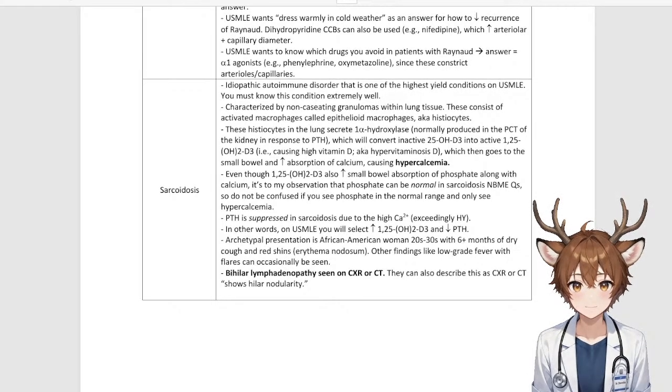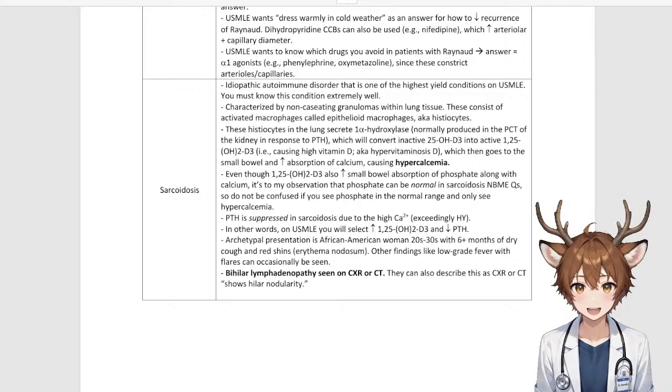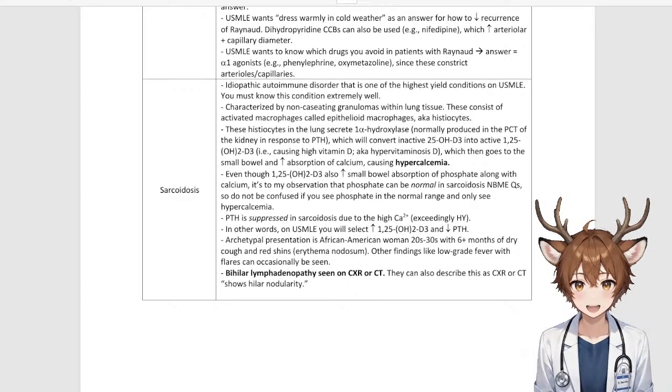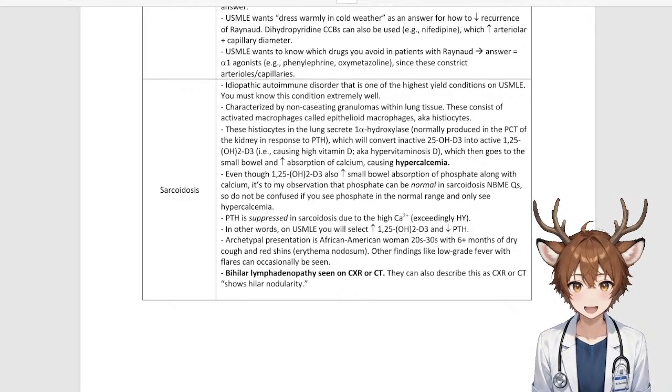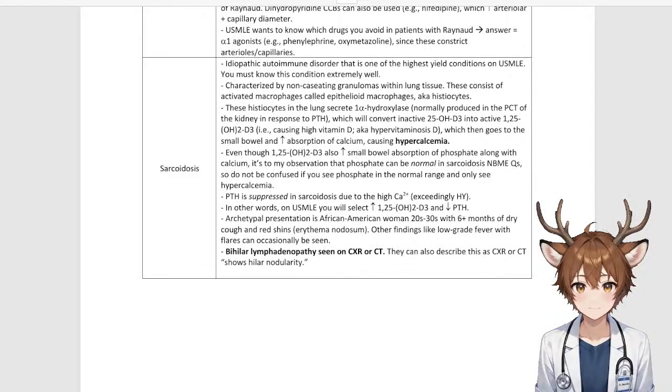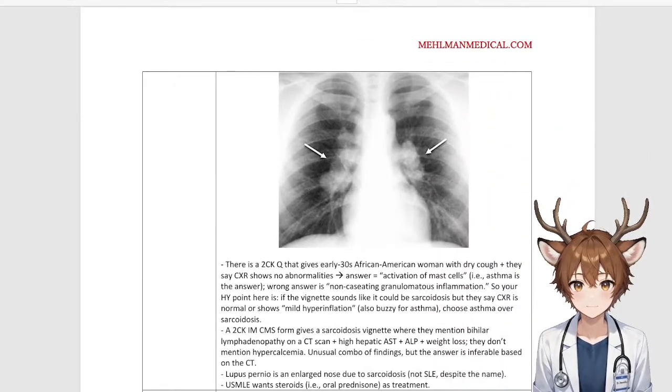Bihilar lymphadenopathy is seen on chest X-ray or CT. They can also describe this as chest X-ray or CT showing hilar nodularity. And so you can see that right there.